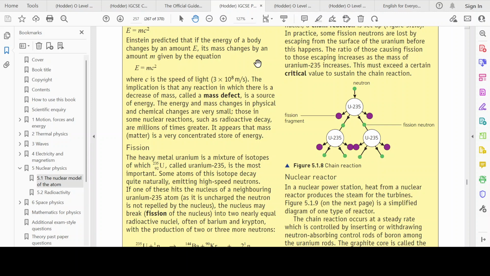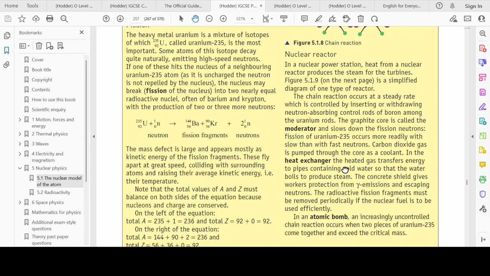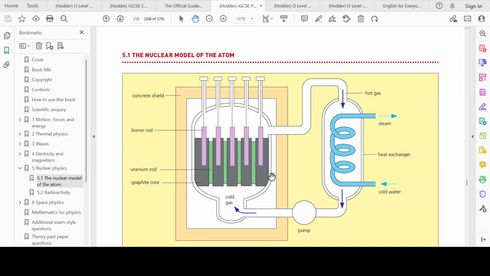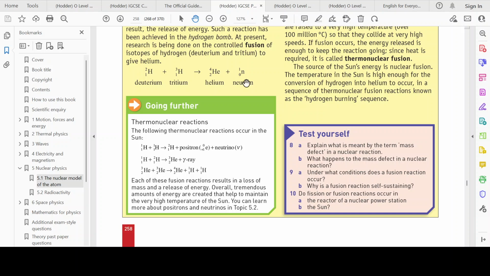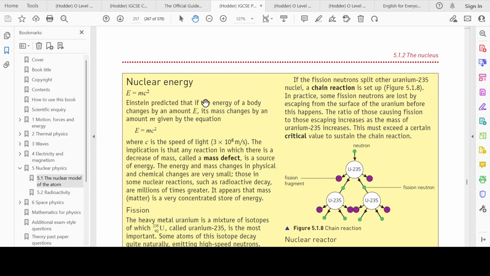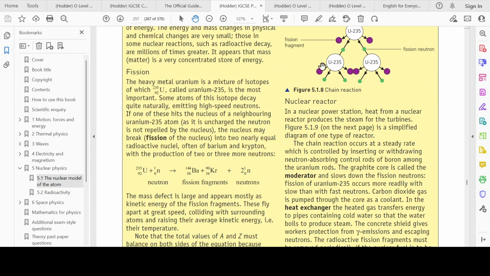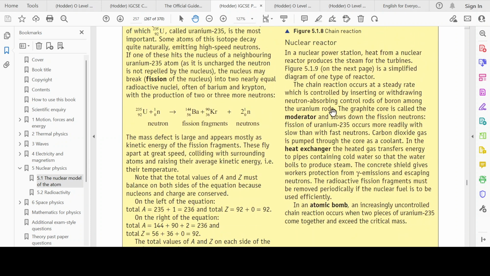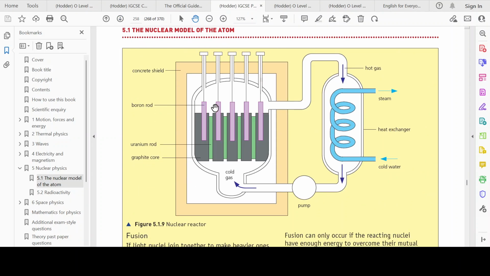Then they talk about the nuclear reactor and then they talk about nuclear fusion. So what happens in a nuclear reactor? Now, this is stuff that you just need to know, right? In a nuclear power station, heat from a nuclear reactor produces the steam for turbines. This is a simplified diagram of a reactor.